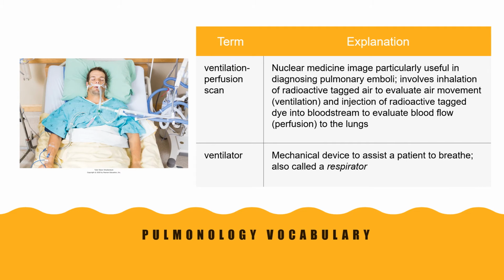A ventilation perfusion scan is a nuclear medicine image particularly useful in diagnosing a pulmonary embolism. It involves inhaling radioactive tagged air to evaluate air movement and injecting a radioactive tagged dye into the bloodstream to evaluate blood flow to the lungs. A ventilator is a mechanical device to assist a patient to breathe. It's also called a respirator.